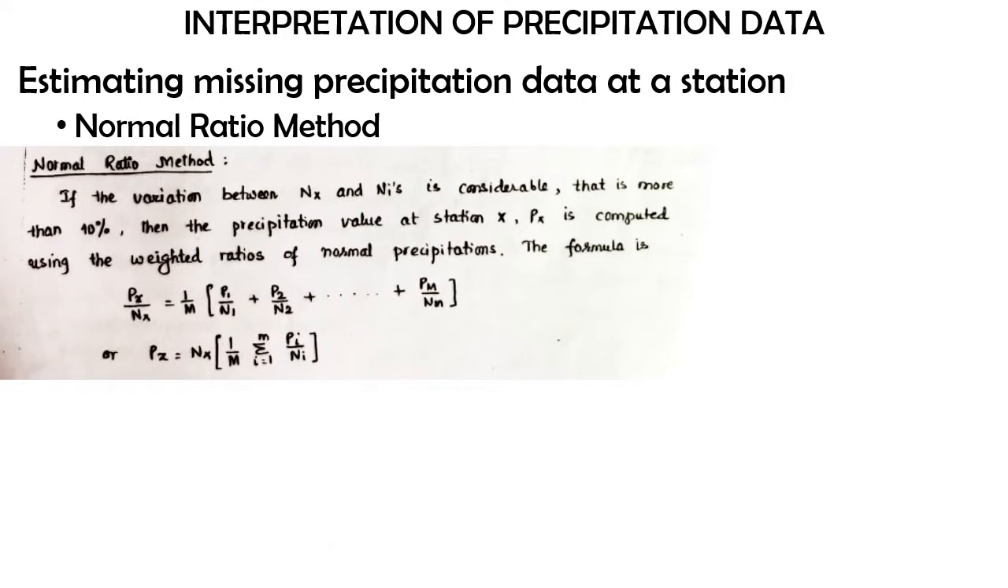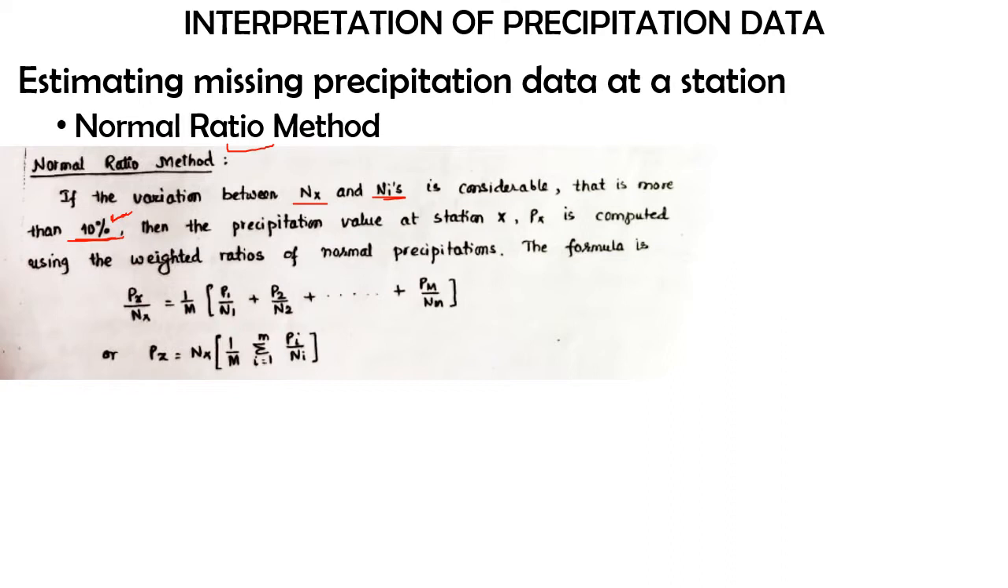Okay, so as per the previous slide, what we have seen for the arithmetic mean method, there if the variation between the Nx and the Ni's is less than 10%, then we usually go for the arithmetic average method. But right now if the variation is more than 10%, then you need to adopt the normal ratio method.